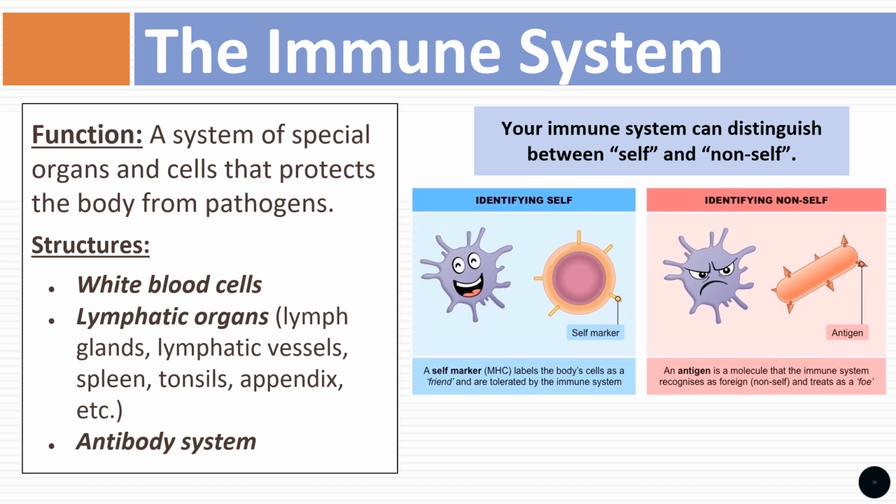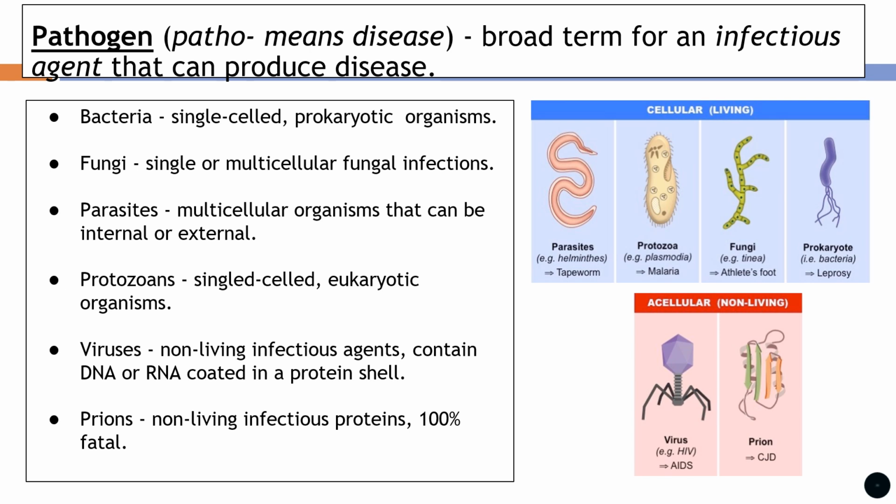We're going to have a few different structures that we're going to talk about in this lecture, primarily white blood cells and lymphatic organs. So your lymphatic organs are going to be things like lymph glands, lymphatic vessels, spleen, tonsils, appendix. We talked about those in the last lecture, so you should be pretty familiar with those. And then we'll also talk about our antibody system.